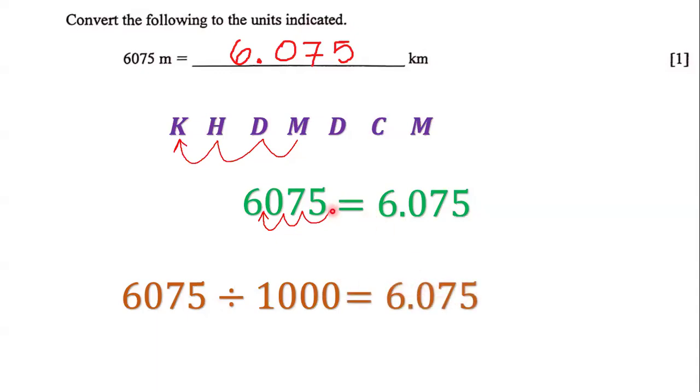I get the exact same thing, 6.075. So I still have to take the decimal point and move it over 3 times, either way. That's literally what we mean when we divide by 1,000. It means taking the decimal point and moving it over 3 times. So our final answer here is 6.075.